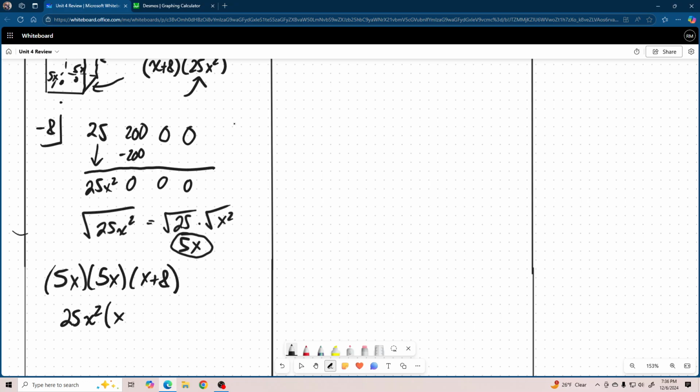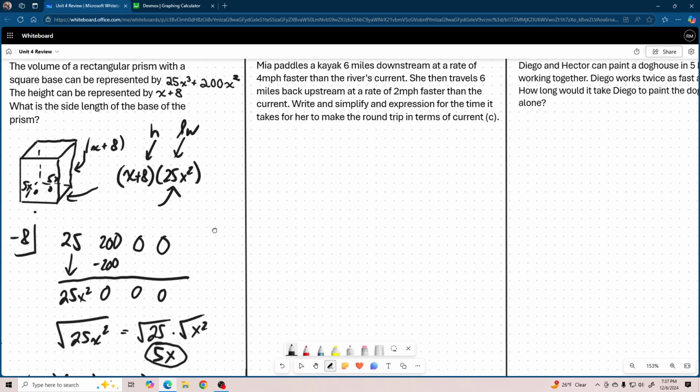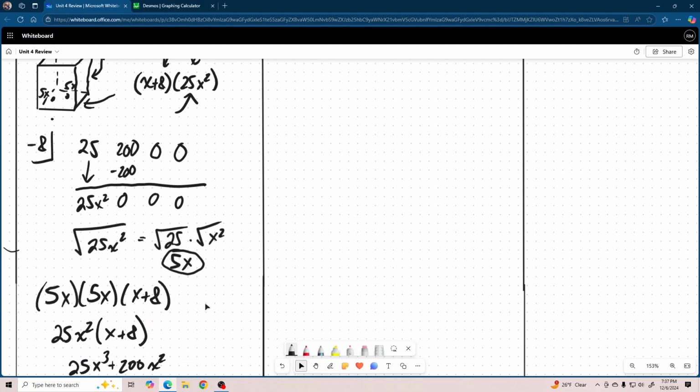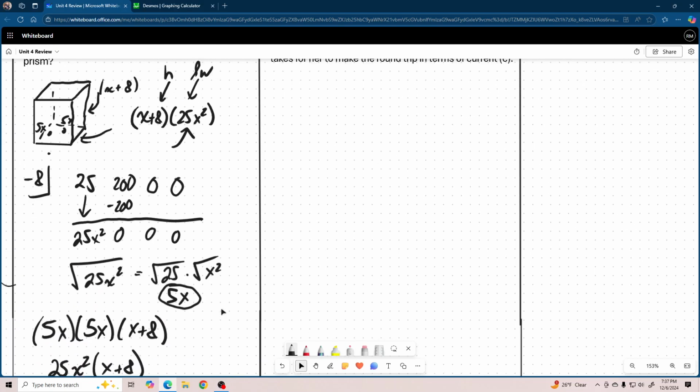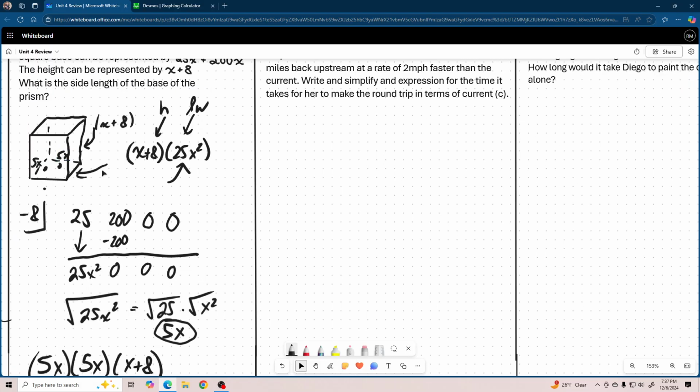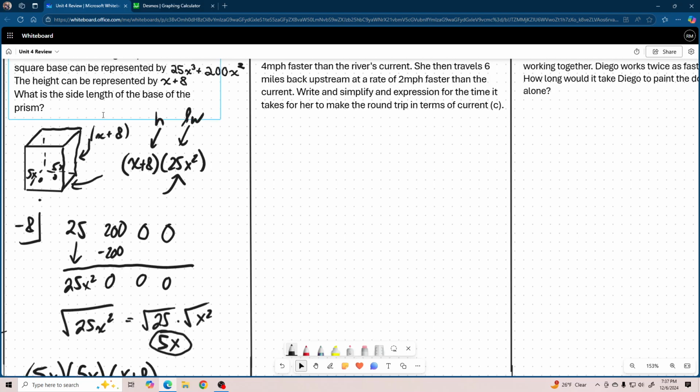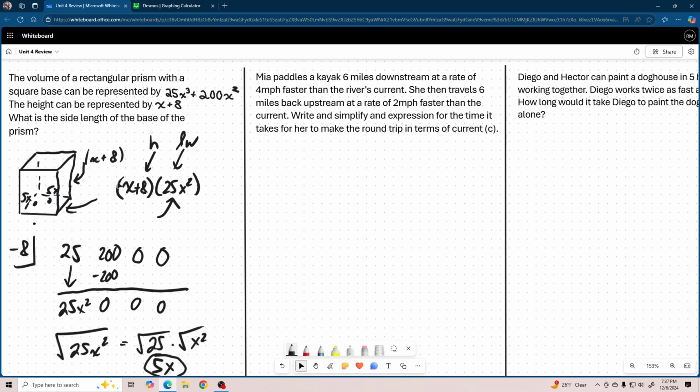And we're multiplying that by x plus 8. 25x squared times x is 25x to the third. And then 25x squared times 8 is plus 200x squared. And wouldn't you know it, 25x cubed plus 200x squared is exactly what our original expression was. So we were able to check our work. We know that the side lengths have to both be 5x, and then the height of our little rectangular prism is x plus 8.